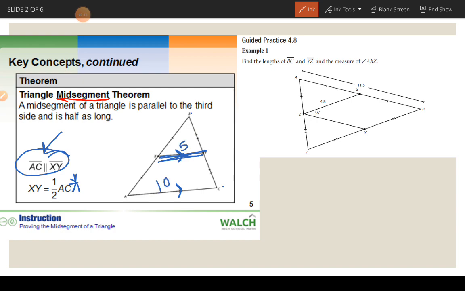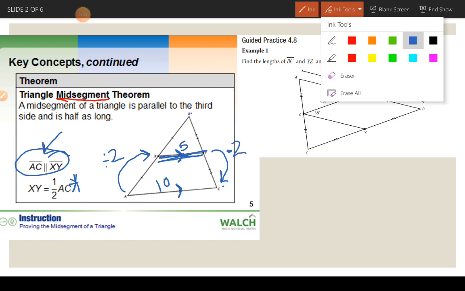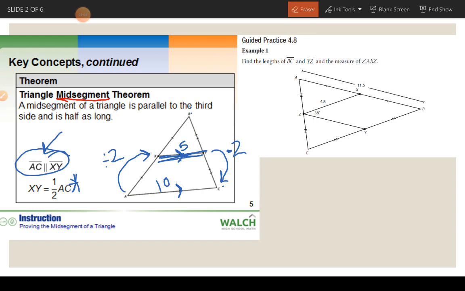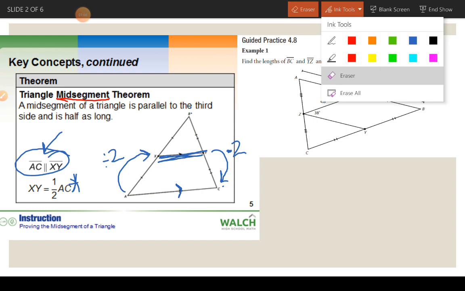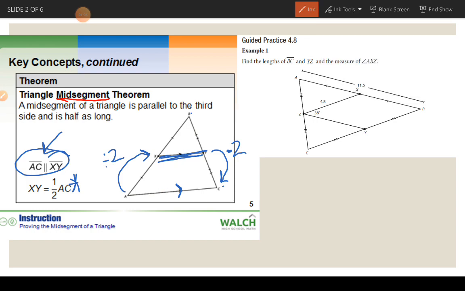Now, how did I get that? If you're going from the bigger to the smaller, you're going to divide by 2. If you're going from the smaller to the bigger, you're going to multiply by 2. So again, this is 5, this is 10. If this was 40, I know that this would be 20, and so on and so forth.